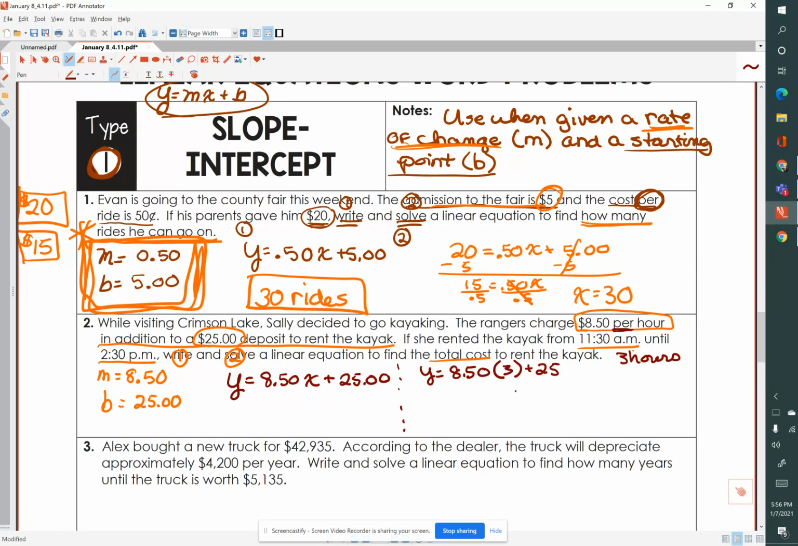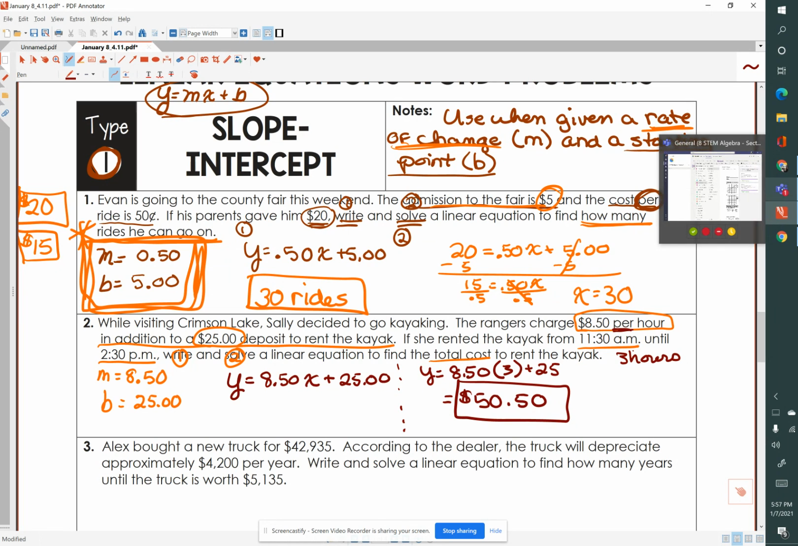So let's go ahead and solve this. This is very simple. We don't even have to really use algebra. It's just an evaluation. 8.50 times 3 plus 25 equals $50.50. And $50.50 is how much it's going to cost her altogether.